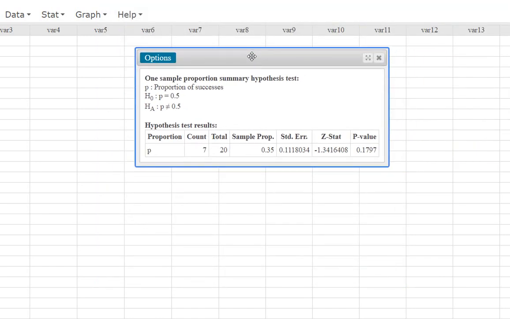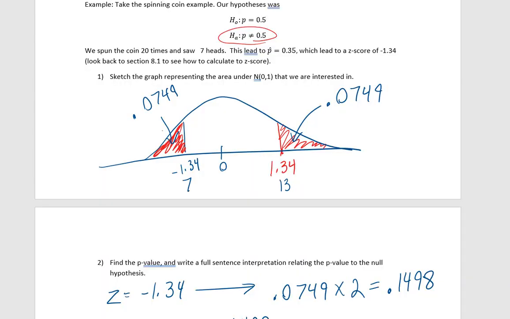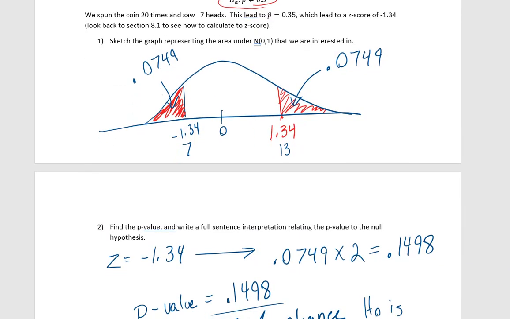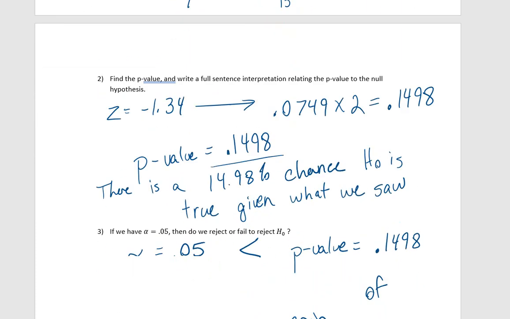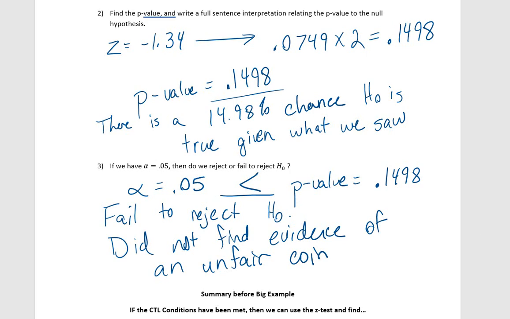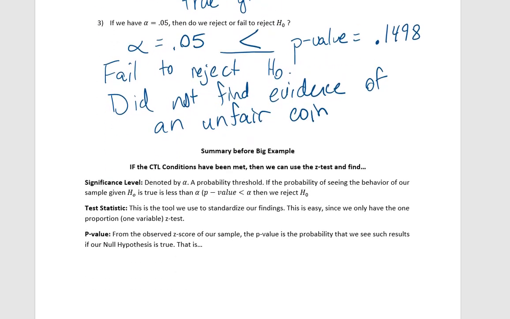And we are going to get all of this wonderful information. So we're going to get a sample proportion of 0.35, which is what we got, a standard error of 0.1118, our z-test statistic of negative 1.34, and then a p-value of 0.1797. So let's compare that to what we got. We got an area of 0.0749, which we multiplied twice, and we got 0.1498. So not looking too bad. That looks pretty good, especially for us approximating. Okay, so let's go ahead and look at the next example.